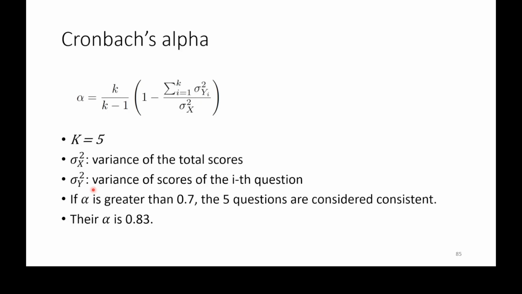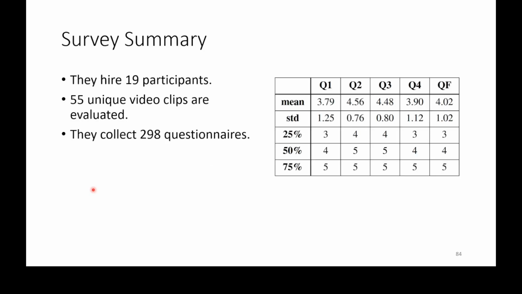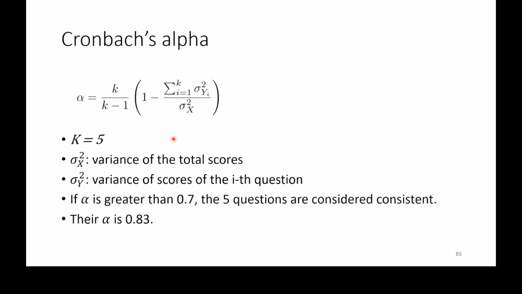Okay, they also show the Cronbach's alpha. Let me explain it. There are 5 questions, right? They want to know, are the 5 questions consistent? So this is the statistical index. The sigma x means the variance of all scores, and the sigma y means, for a specific question, what is its variance? So they will do the average for the 5 questions.